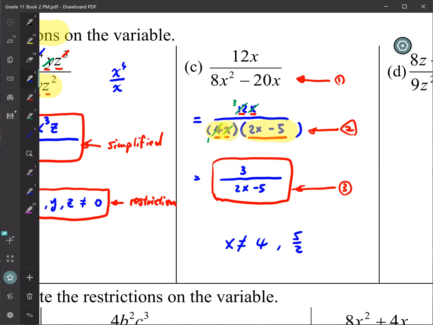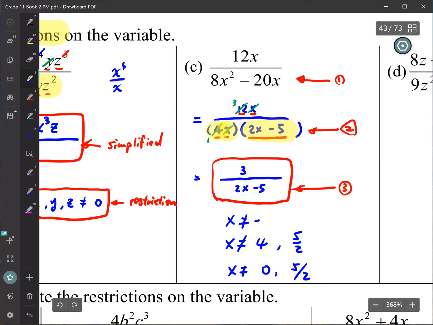I got 0 and 5 over 2. Cannot be 0 or 5 over 2. Okay. Anyone else? -4. Let me write it here. X cannot be -4. Anything else? 5/2. And 5/2. So it looks like 5/2, everyone agrees, right? Is it 4, -4, 0? We're not sure. So let's recap again, okay?